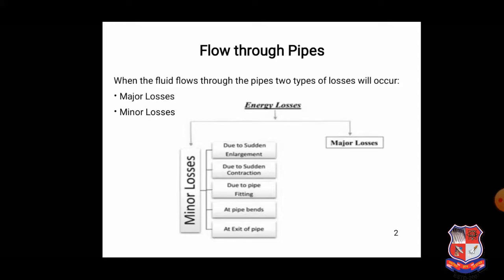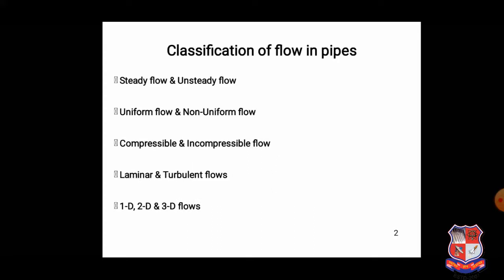Whereas in the case of minor losses, the losses occurring in the pipe are due to the sudden enlargement, due to sudden contraction, due to the pipe fittings, at the pipe bends, and at exit of the pipe. So this is the brief idea about the losses in the pipe. Now next we go to the classification of the flow in the pipes. Now in this particular module I am going to cover the turbulent and the laminar flow in the pipe.